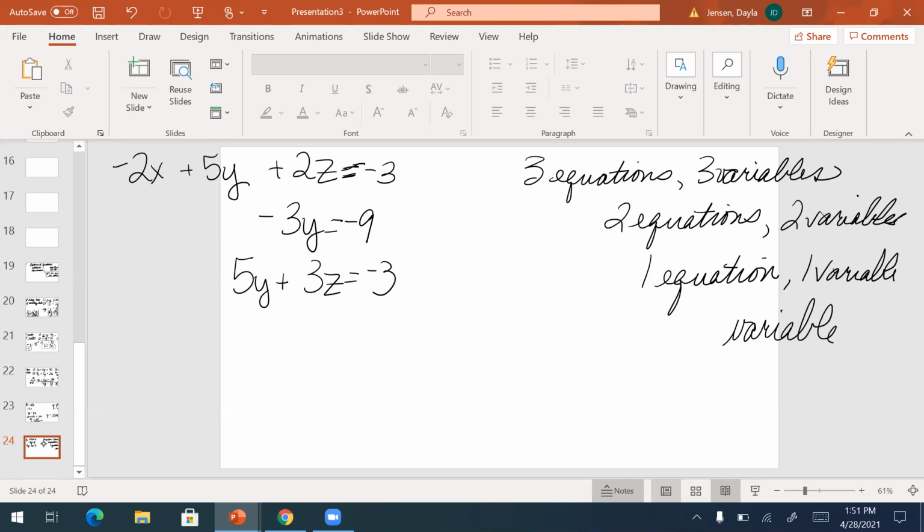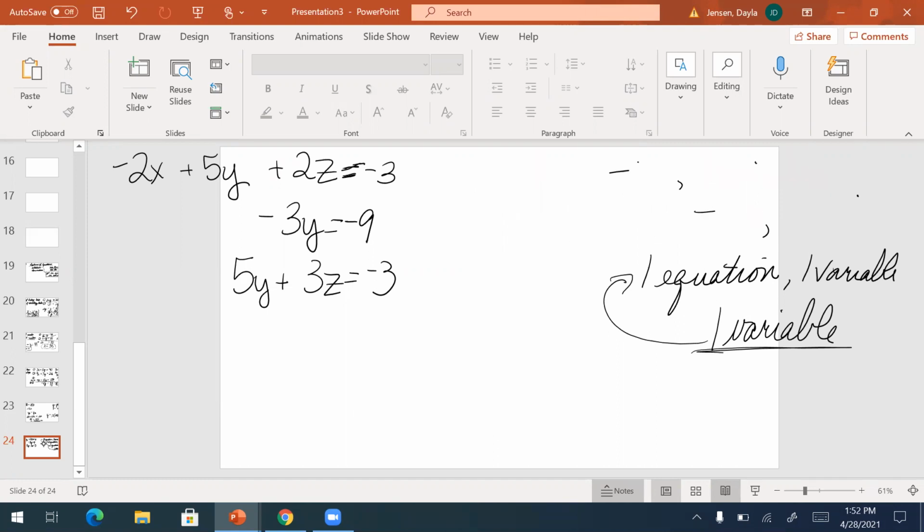I can figure out what that 1 variable is, and then I can go figure out what the second variable is, work backwards. The same thing here, after I get 1 variable, I can go find the other 2. So let's just work through this real quick. I'm gonna erase this because I need the room.